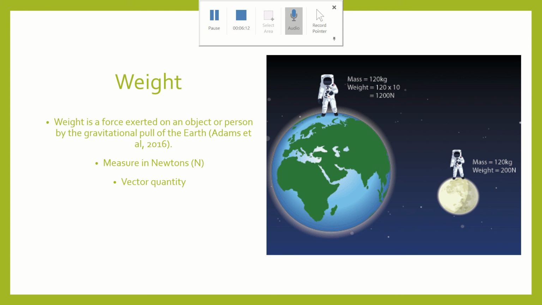The equation for weight is mass times acceleration of gravity. This means that 1 kilogram on Earth equals 9.81 newtons. Another example is 60 kilograms times 9.81 meters per second squared equals 588.6 newtons. This is because the gravitational pull is different on the moon. Someone who had a mass of 60 kilograms would have a weight of around 100 newtons on the moon.